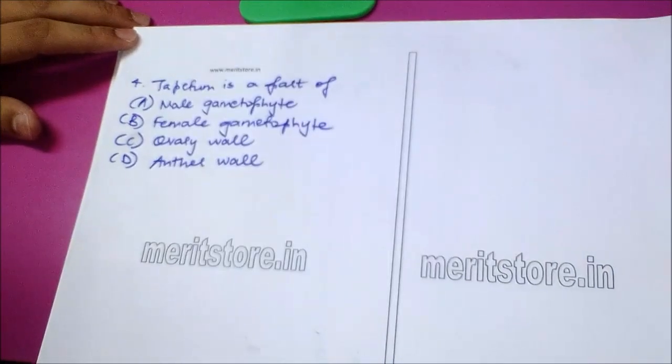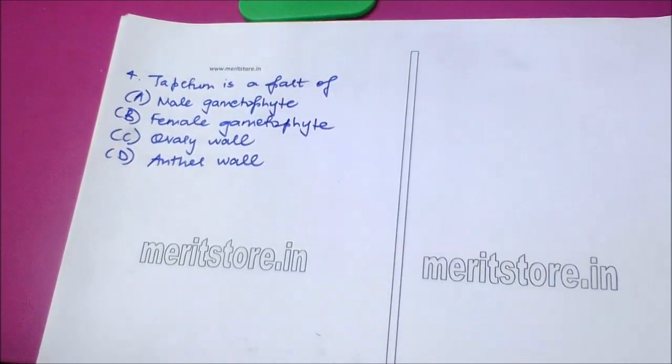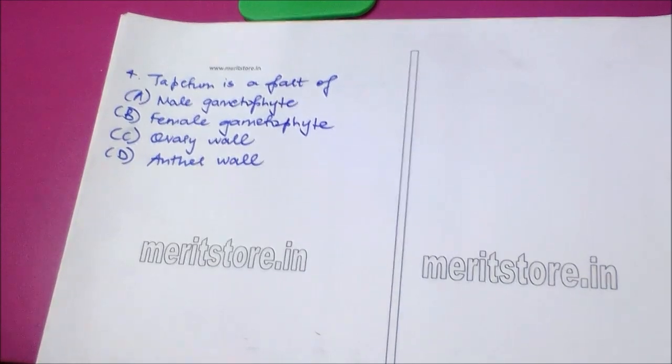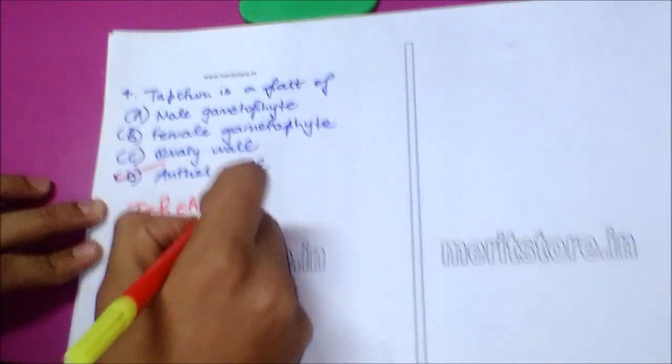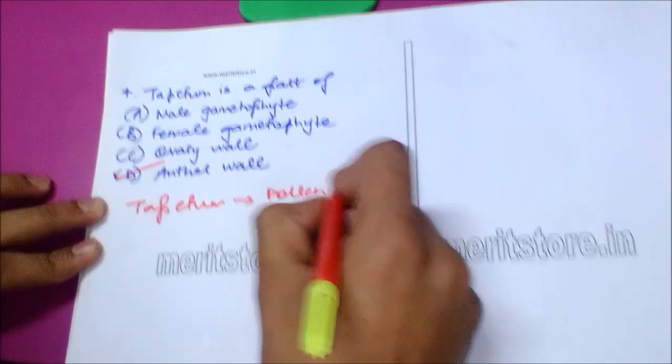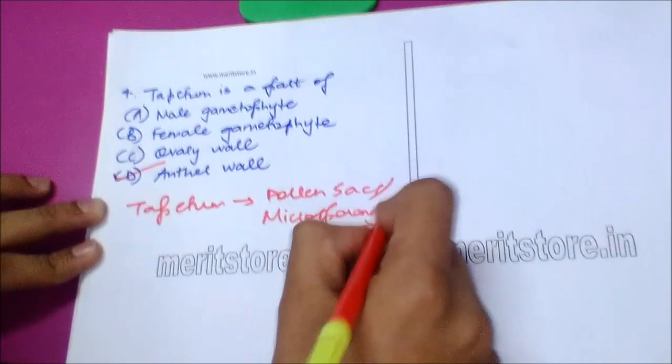Our next question is: tapetum is a part of option A, male gametophyte, option B, female gametophyte, option C, ovary wall, and option D, anther wall. The tapetum is the innermost wall layer surrounding the sporogenous tissue of microsporangium, which produces microspores. The cells of tapetum are large in size and contain a dense cytoplasm and one or more diploid nuclei or a polyploid nucleus. So our answer to this question is the anther wall, as the tapetum is seen surrounding the pollen sacs or the microsporangium, which is found inside an anther.